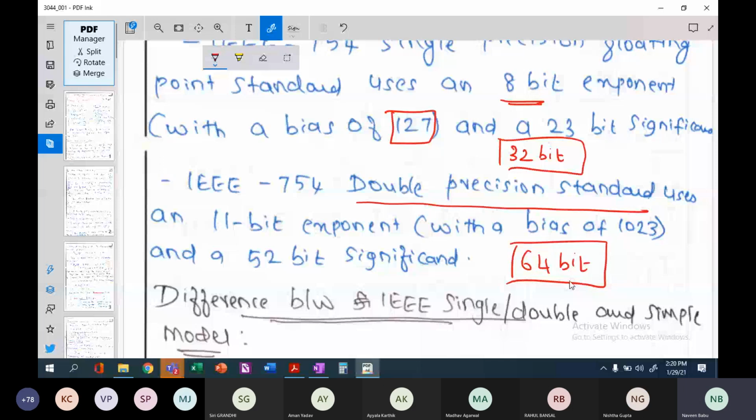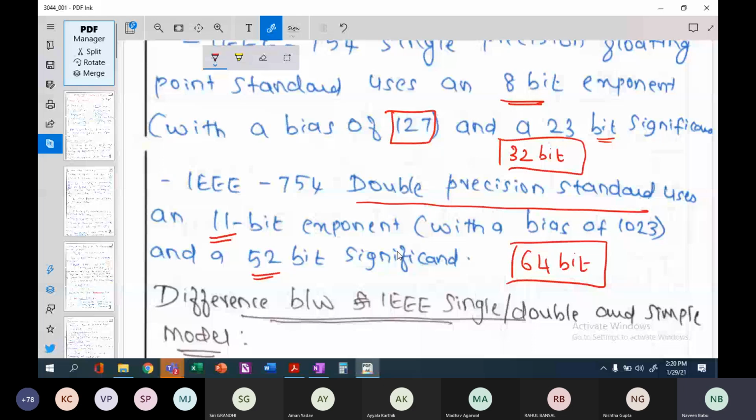In the 64-bit representation, 11 bits are used for the exponent, whereas here you are using only 8 bits for the exponent part. In the single precision method, you are using a 23-bit significand size, whereas here it is a 52-bit significand size. If you have an 11-bit exponent, 1023 is the biasing value, while for an 8-bit exponent, 127 is the bias.